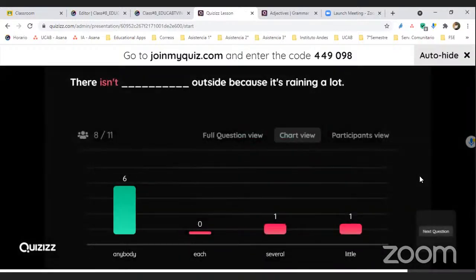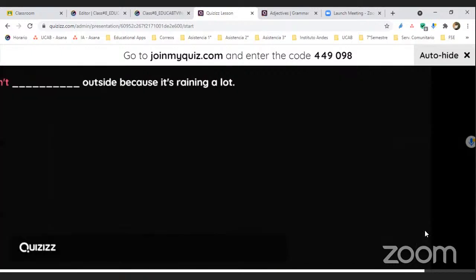Okay, so here we have that most of you answered correctly. Good job. There isn't anybody outside because it's raining a lot. So since it's raining, there is not a person outside, okay? So each, several, and little were not correct because they don't make sense in the sentence, okay? Good, let's see the next one.